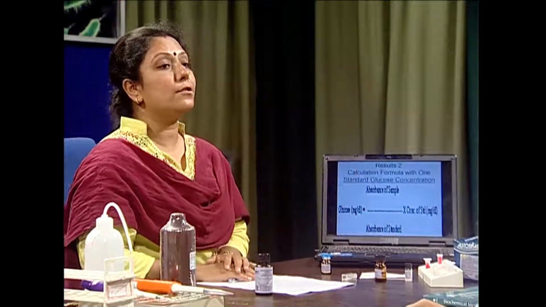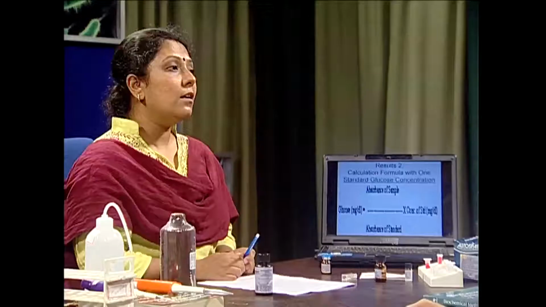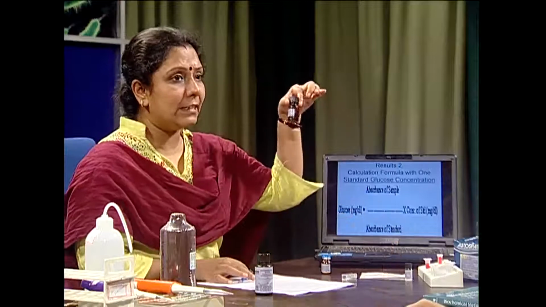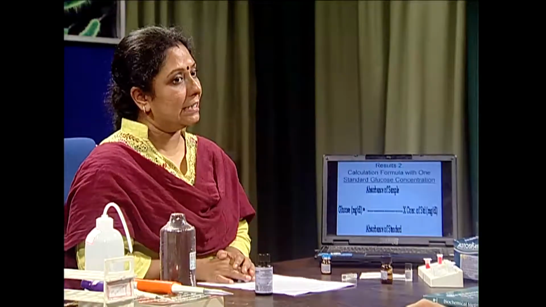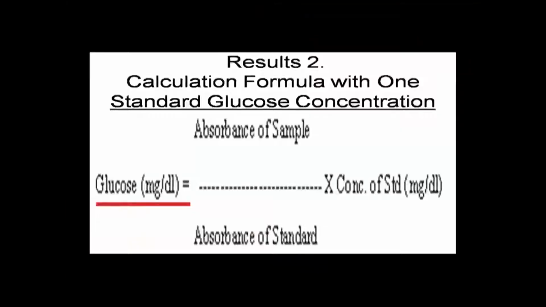But there is also another way. If we don't have the chance to make the serial dilution, then we can follow this unitary method containing a formula. By having only one standard and measuring the OD value of this standard, we can directly measure the amount of glucose present in the blood. So the glucose is equal to the absorbance of the sample divided by the absorbance of the standard, multiplied by the concentration of the standard that is known to us.